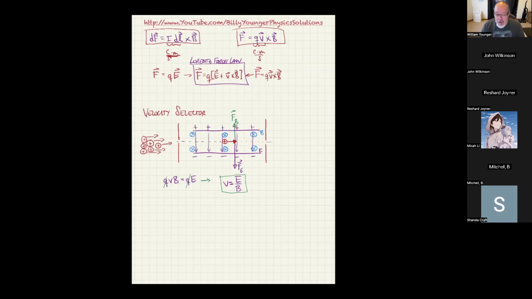So that's one application, and it's extremely helpful, and you'll see that in your book. Now, another one is a mass spectrometer, and basically, you can call it a mass spectrometer, but you can just also think of it as, hey, I would like to separate things based on mass.